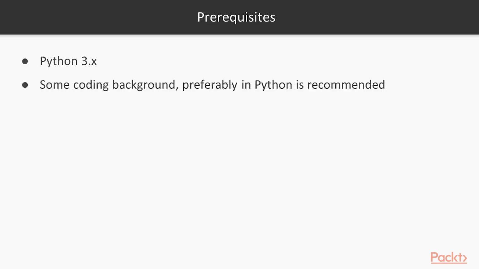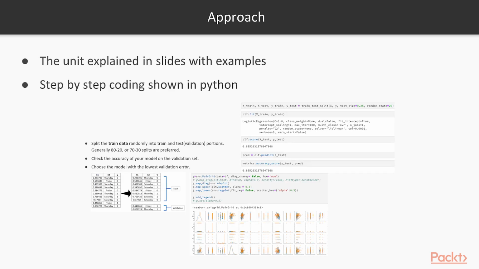Prerequisites. We will be using Python 3.6 in this course. Some coding background, preferably in Python, is recommended. The approach I will be taking is first explaining the topic via slides, and then going to Python and coding step by step so that you can stop the video and apply directly on your computer as well.